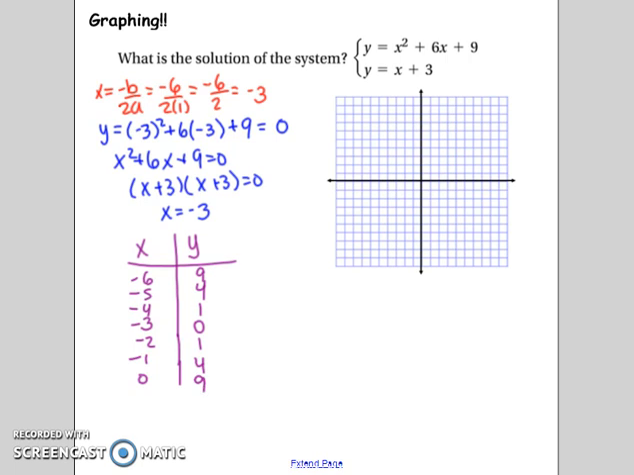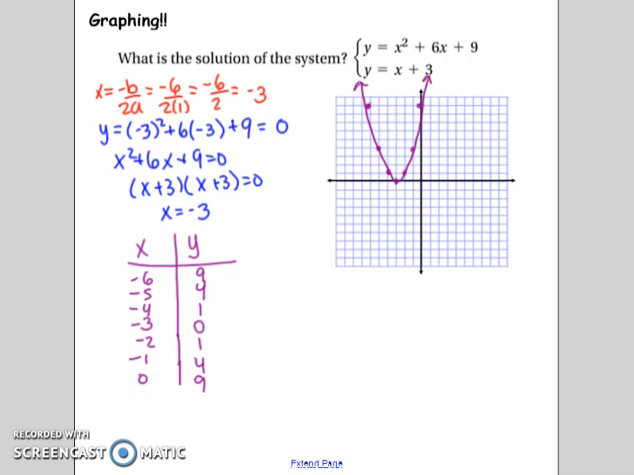So if I go to graph this, I have negative 6, 9. I have negative 5 and 4. I have negative 4, 1. Negative 3, 0. Negative 2, 1. Negative 1, 4. 0, 9. So I connect my points.